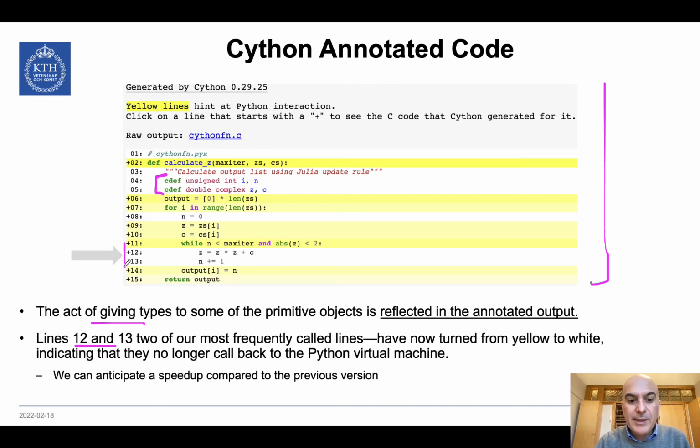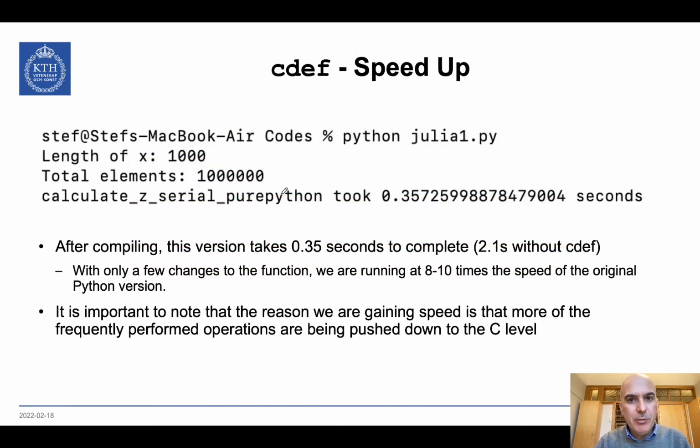Because of this, we can anticipate a speedup compared to the previous version that was not using type definition annotation. Now we want to see what the speedup is. We call python julia.py, which calls our Cython fn.pyx with the type annotation. You can see on the slides that the entire code now runs in 0.35 seconds. In the previous version, with Cython but without cdef, this took 2.1.